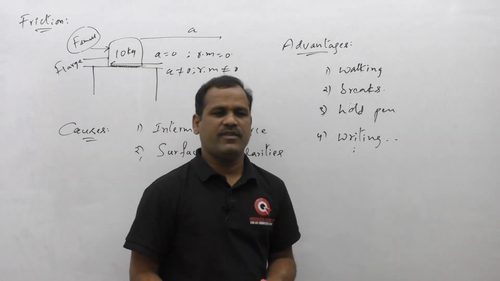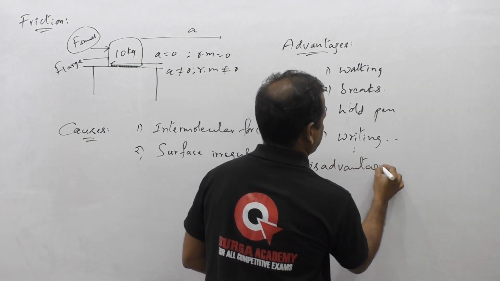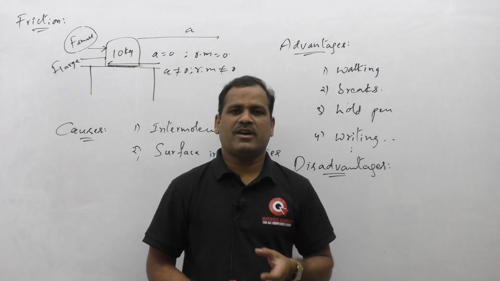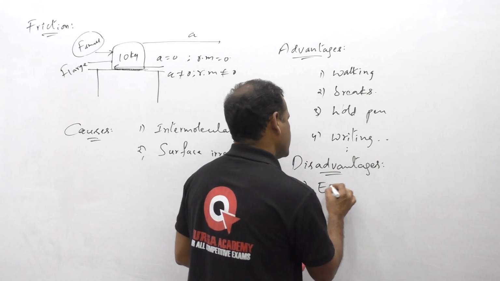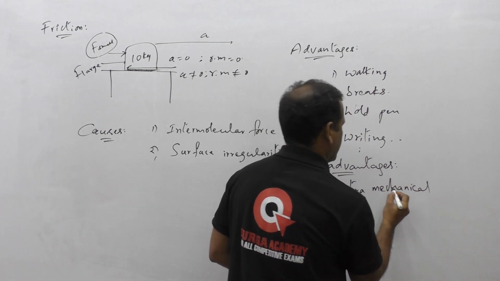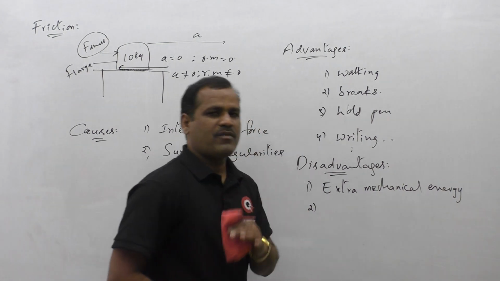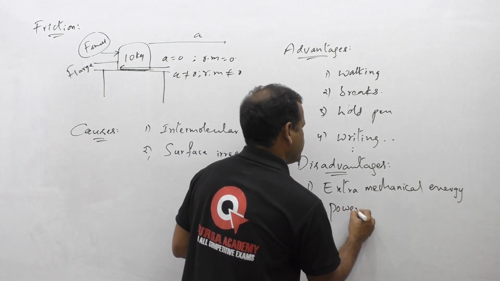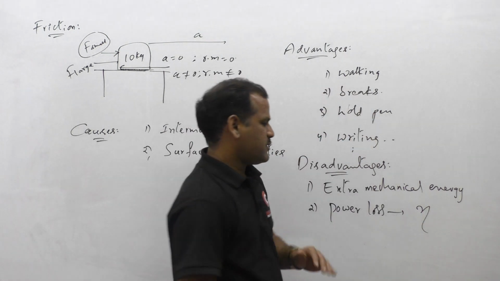Similarly, if you observe some disadvantages of friction. Because of friction between the internal parts of the machinery, some extra mechanical energy is needed to operate properly. So we consider that extra mechanical energy is needed. And there is some power loss in the internal components because of this friction. This power loss leads to loss of efficiency.